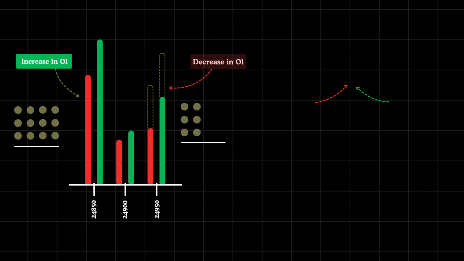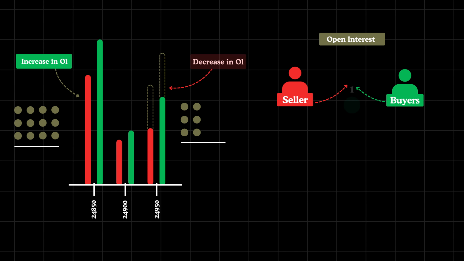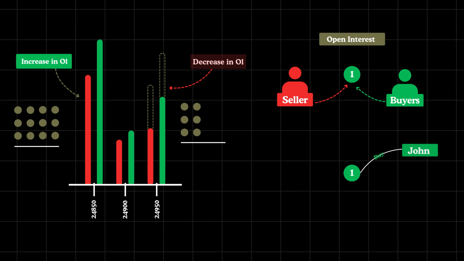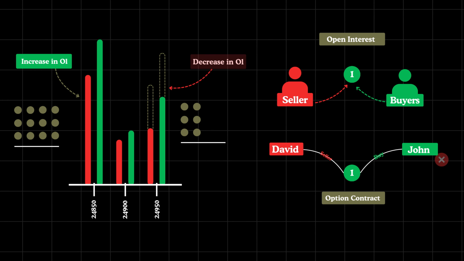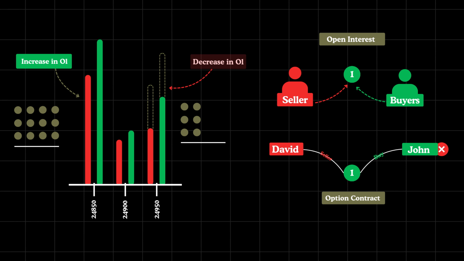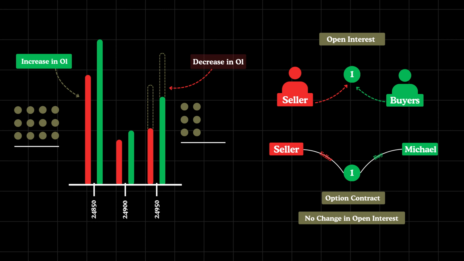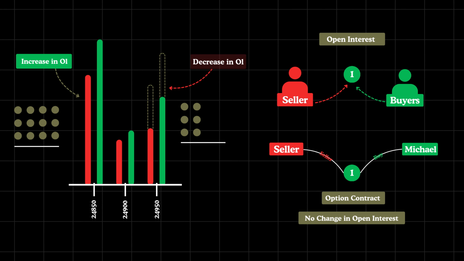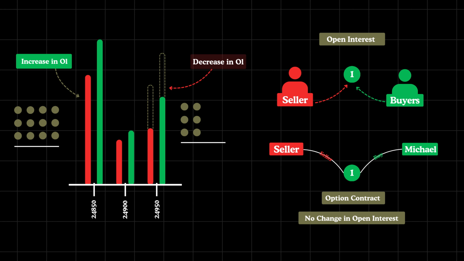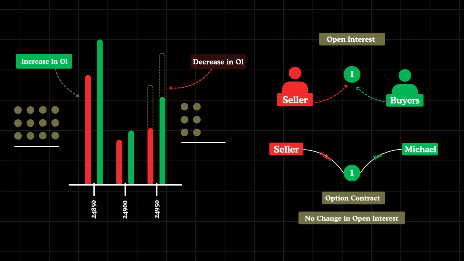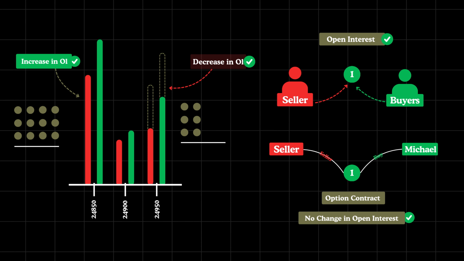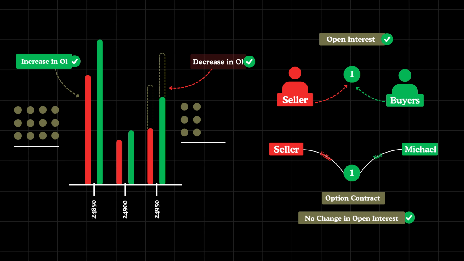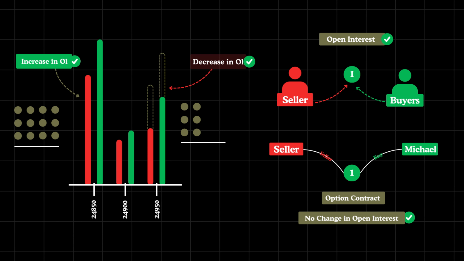In simple terms, a buyer and a seller together execute a trade in the market. For example, if John buys a contract and David sells it, then open interest is generated. If John squares off his position and exits the market, but at the same time, Michael enters the market and buys that contract, then there will be no change in open interest in the market. Because one trader has left his position, another trader has re-established that position. Therefore, there is no change in open interest. This means that by now you have fully understood what open interest means: increase in open interest, decrease in open interest, and no change in open interest.